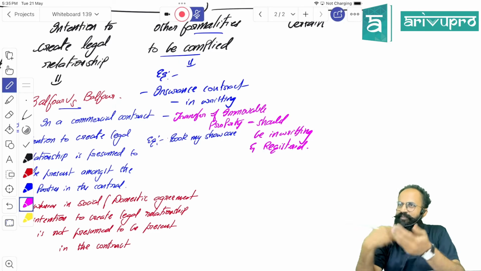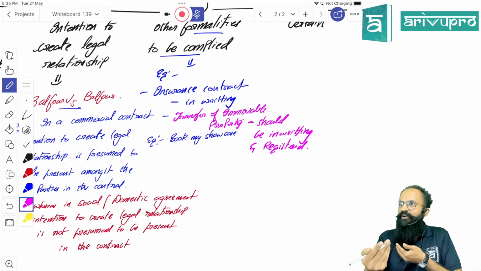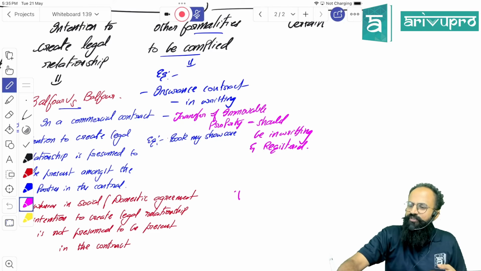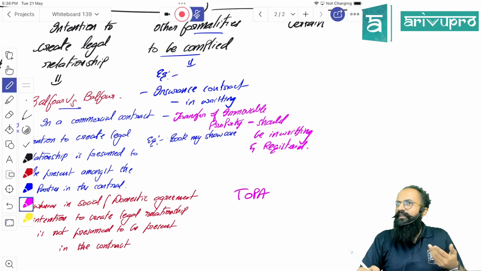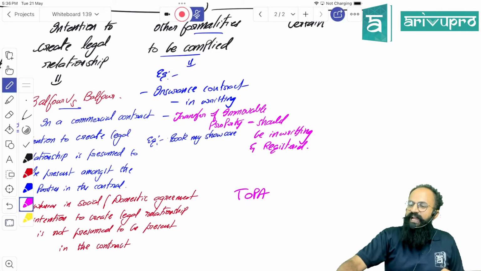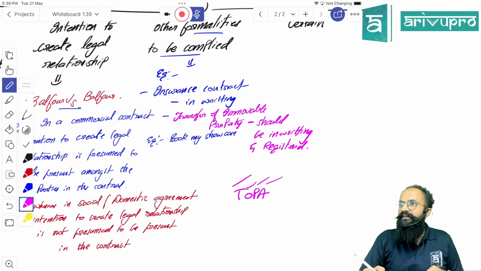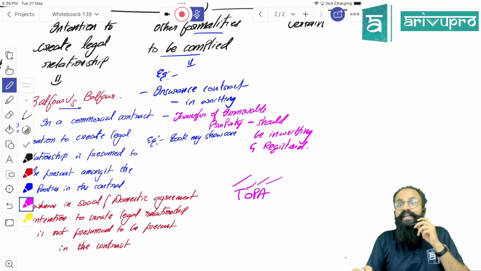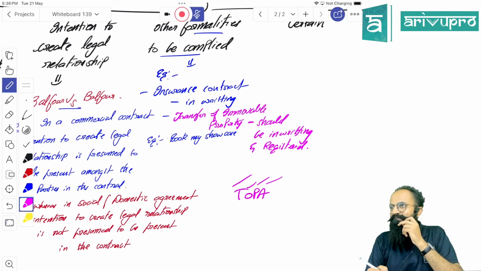So, contract, I am selling my land, there ends the matter, no? First of all, it has to be in writing. There is one act called TOPA. What is this? Transfer of Property Act. According to this, the instrument, if you want to sell a land, it has to be in writing. Until then, it is not complete.